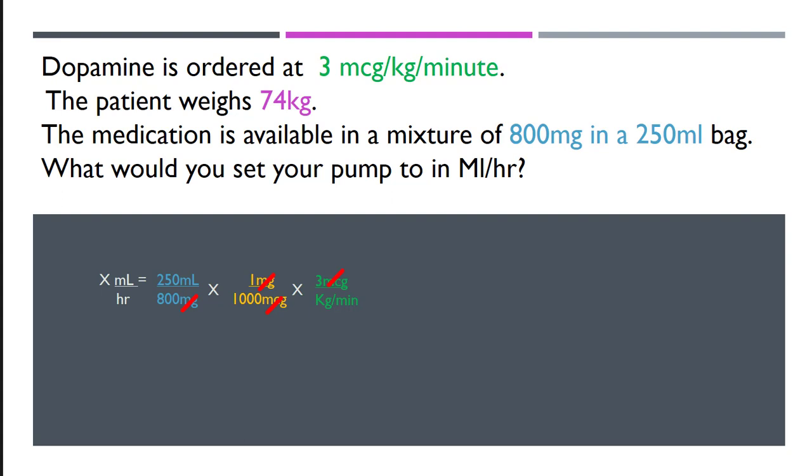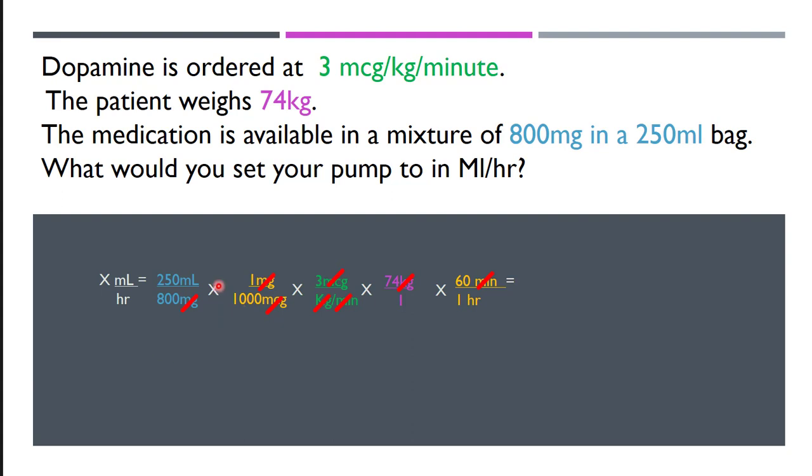So I say, okay, what do I have to cancel? Well, I do have kilograms here. So I need to cancel out the kilograms. Now I have 250 mils on top, and I have minutes on the bottom. I need to get those minutes to hours. Once again, conversion factor you just need to know, 60 minutes in an hour. That allows me to cancel the minutes out.